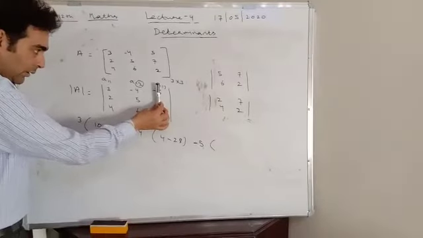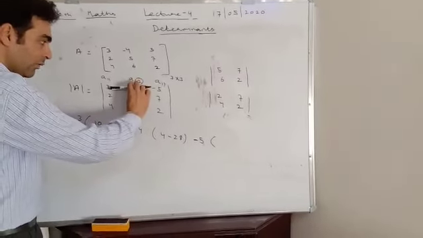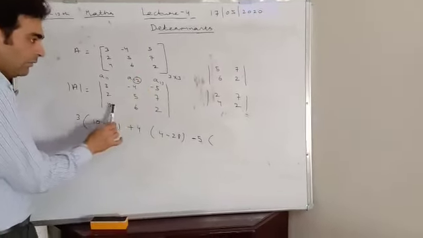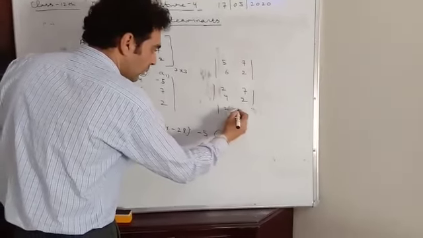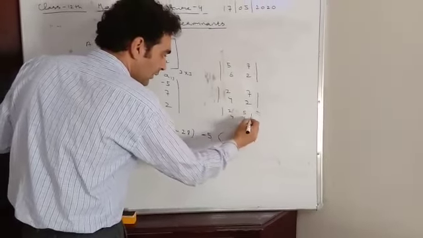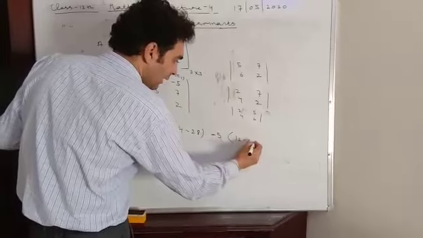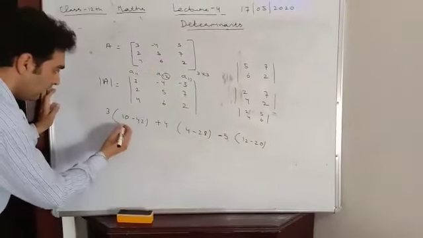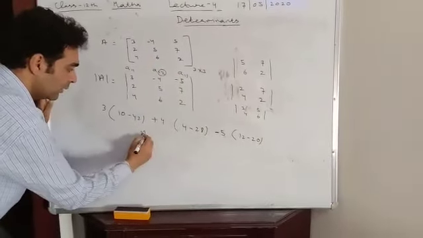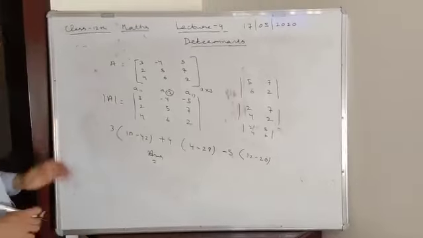So this column will cancel and this row will cancel. What will you get? 2, 5, 4, 6. 12 minus 20. Just do the calculation, you will get your answer.